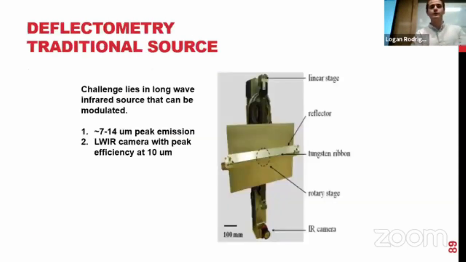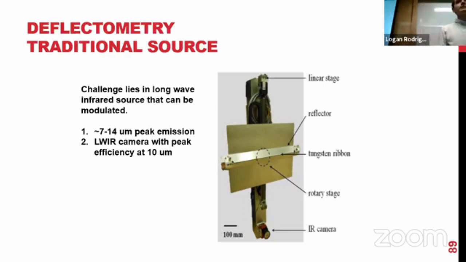What does this source look like? It's a tungsten ribbon. That is, it's a ribbon of metal. You stretch it out, so you can think of it as a long rectangle. It's placed on a linear and rotation stage, but basically that ribbon is scanned in one direction. We flip it on its side, it's scanned in the other direction. So we can test X and Y slopes.